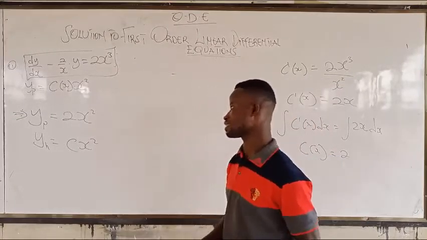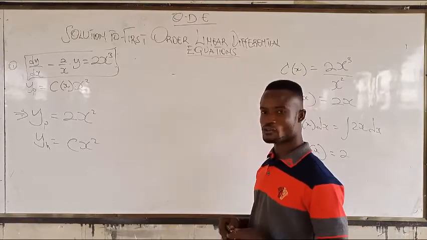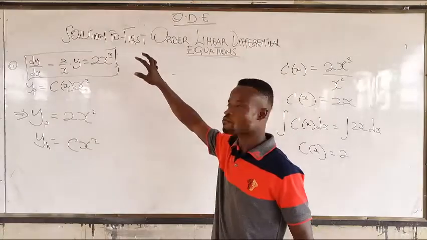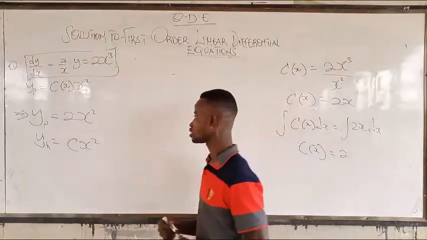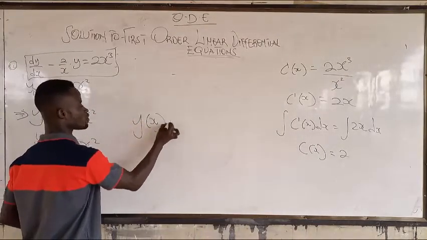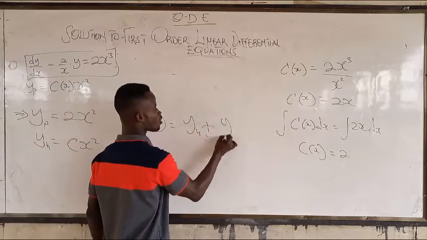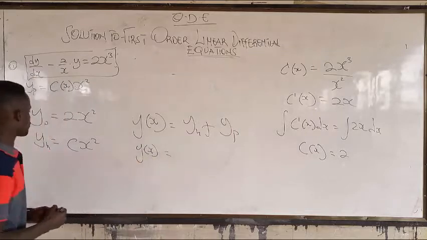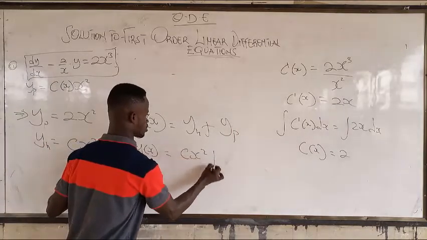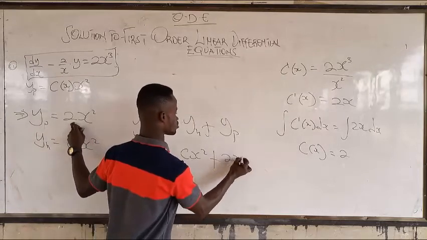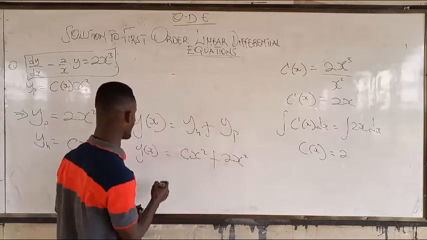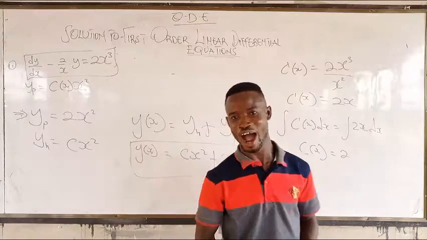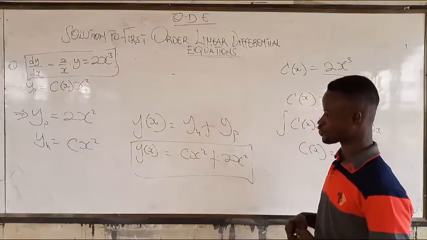So now that you are done with this, that is not all. To get the general solution for the first order linear differential equation, that is going to be y in terms of x, which is y_h plus y_p. Then this becomes the general solution for our first order differential equation.